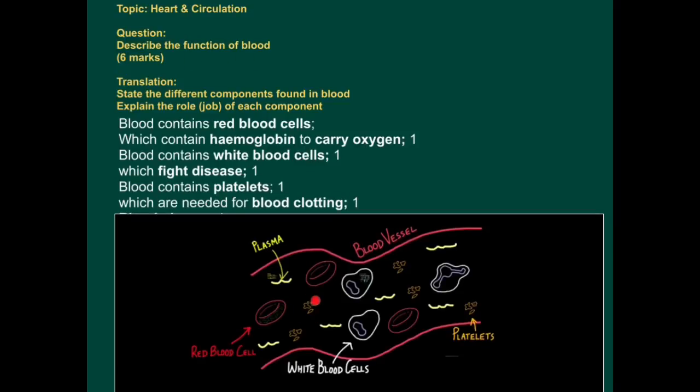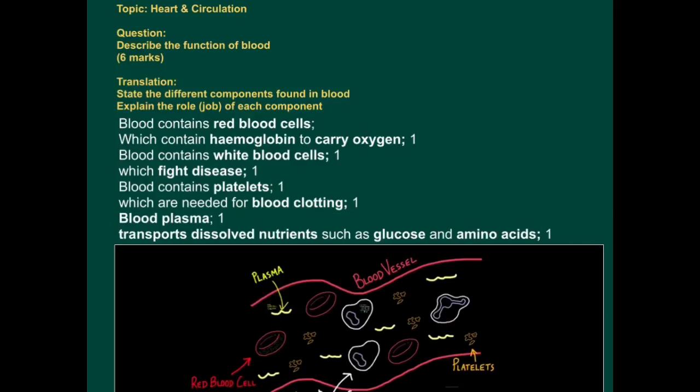Blood contains platelets, those broken bits of cells, cell fragments, which are needed for blood clotting. And finally, the fluid part of blood, blood plasma, transports dissolved nutrients such as glucose and amino acids. Blood plasma also transports carbon dioxide.